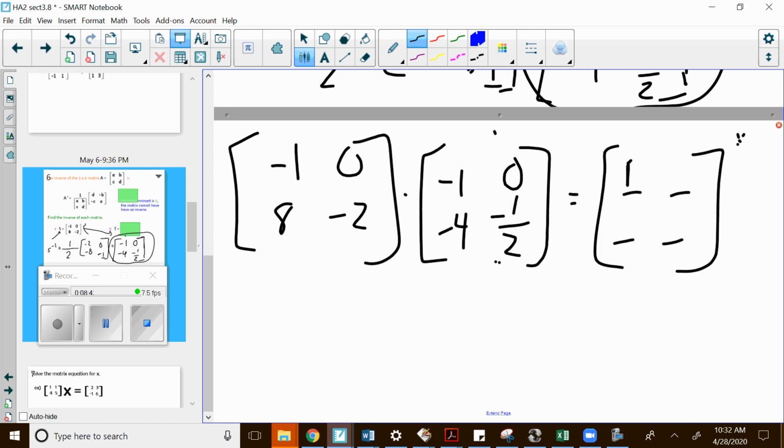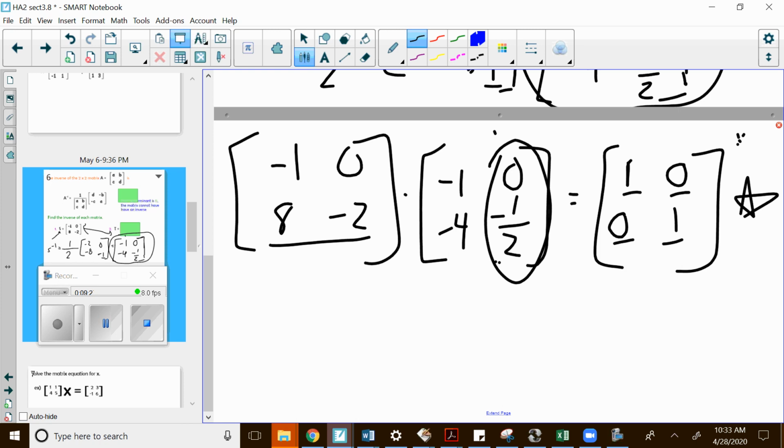Okay, let's do the top right element. The top right element is negative 1 times 0, plus 0 times the negative 1/2, which is 0. The bottom left element should also be 0. Let's see if it does. 8 times the negative 1, which is negative 8, plus negative 2 times negative 4, which is positive 8. Negative 8 plus 8 is 0. And lastly, bottom right element combines the bottom row here, right column here, and you can easily see 8 times 0 is 0, plus negative 2 times negative 1/2, it's a positive 1. That's what we wanted, right? The two multiplied together get us back to the identity.